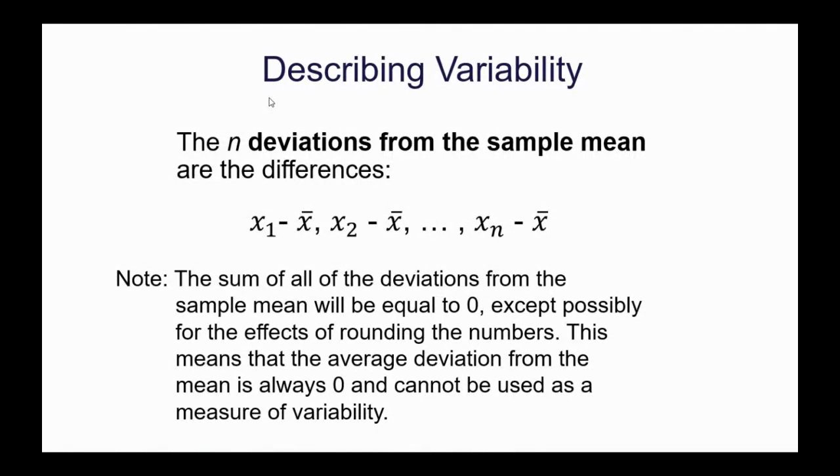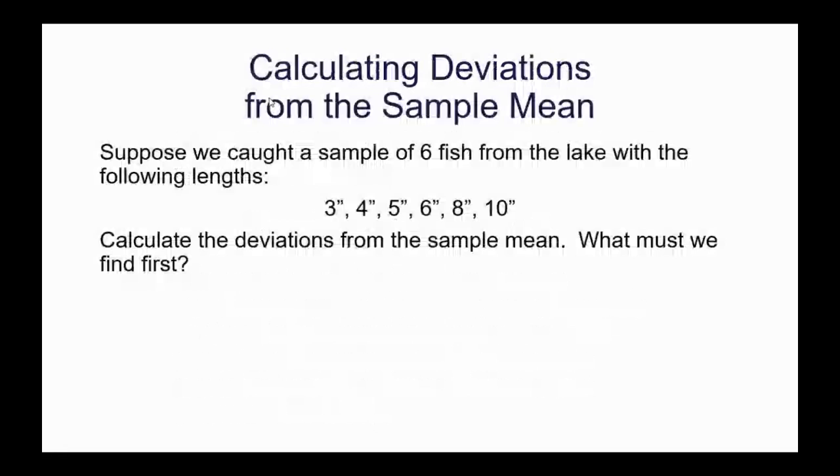We will use this a little bit in the future, so let's get some practice with it. Let's go back to our Lake Sam Rayburn example that we started yesterday. Suppose we went fishing and we caught 6 fish from the lake with the lengths of 3, 4, 5, 6, 8, and 10. We want to calculate the deviations from the sample mean.